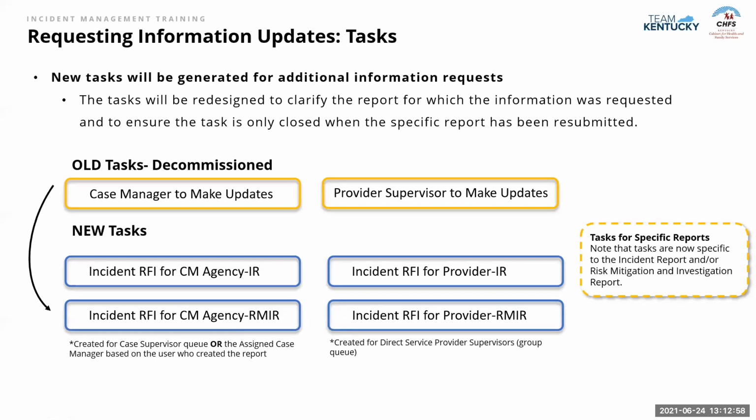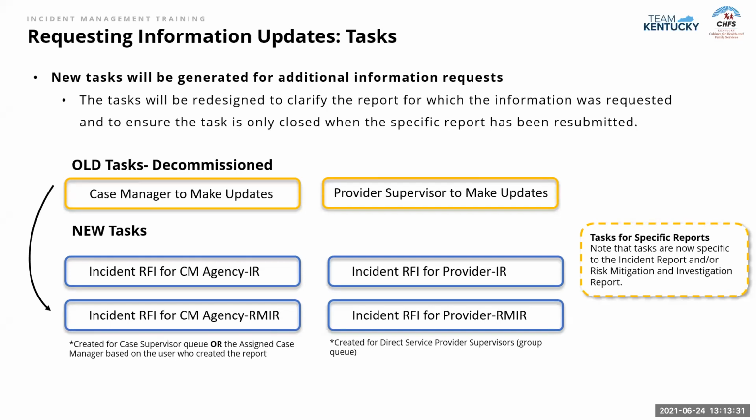You can see at the top highlighted in yellow the old tasks that will now be decommissioned, and the new tasks are located below. So these new tasks, they will specify that an incident request for information has been made, an RFI, as you can see there, and it'll also specify which agency that is for, so which MWMA user is going to need to complete that additional information request. And it's also going to specify what report that request is being made for.